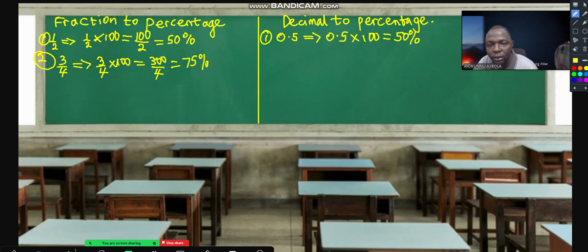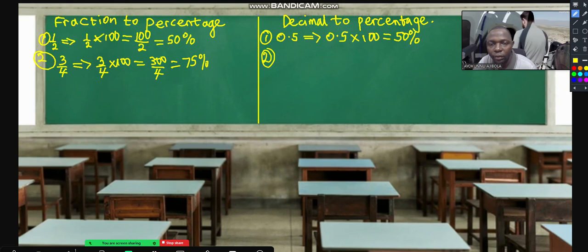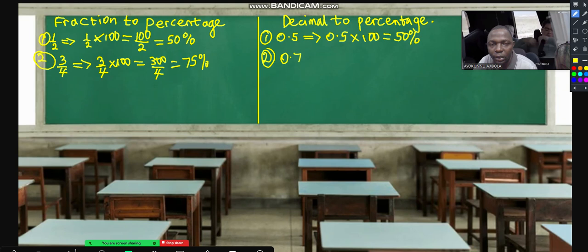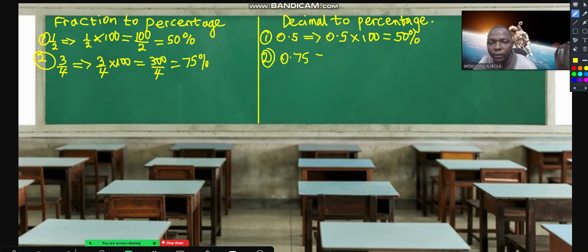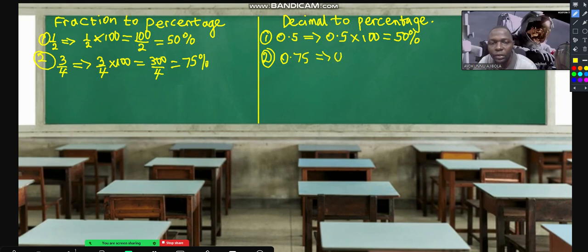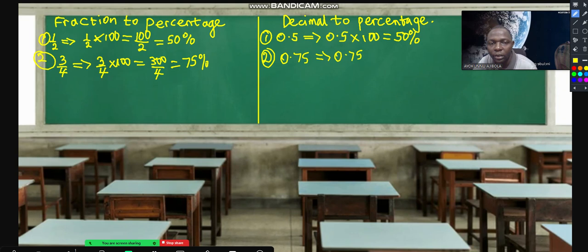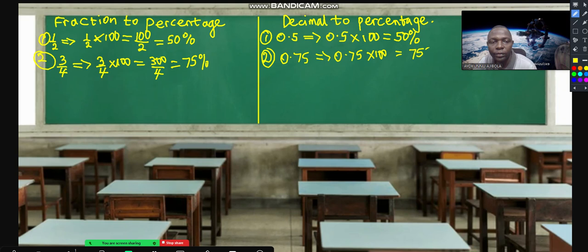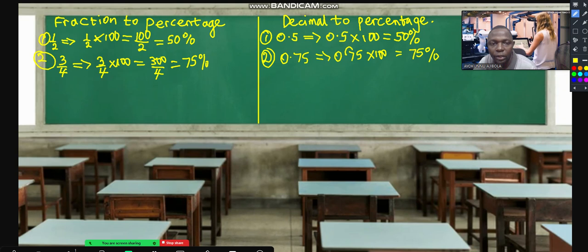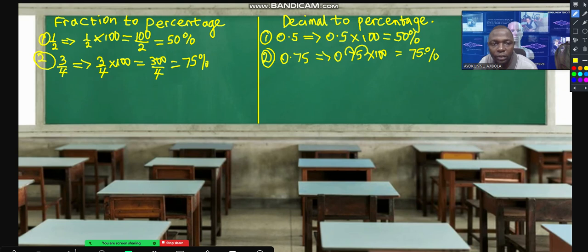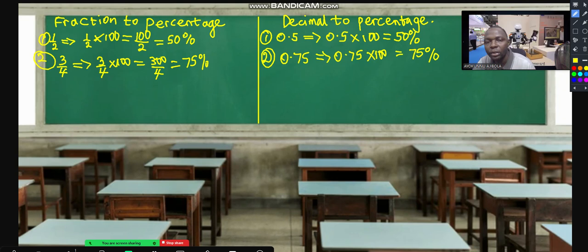Then this 3 over 4, which is the same thing as 0.75. If you want to change it to a percentage, you just say 0.75 times 100, and that will give you 75%, because multiplying by 100 means you shift your decimal point 2 times. So it's after the 5 now. Since there are no more digits, we'll leave it like that.